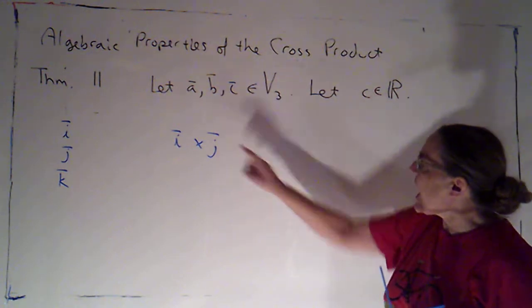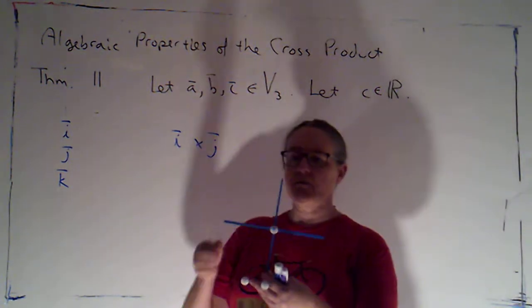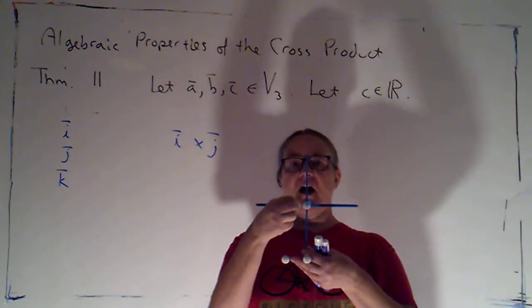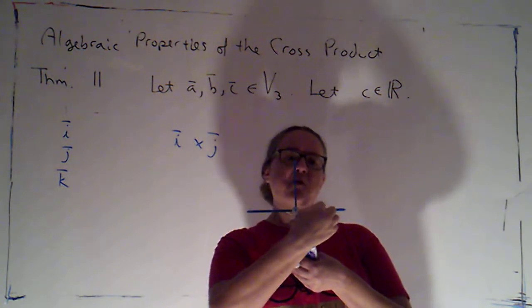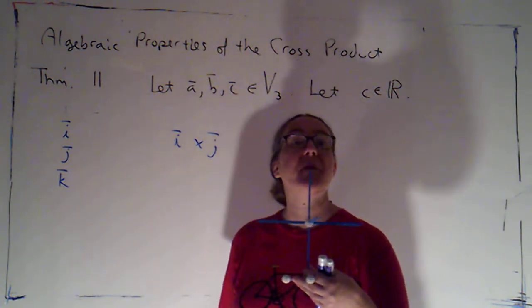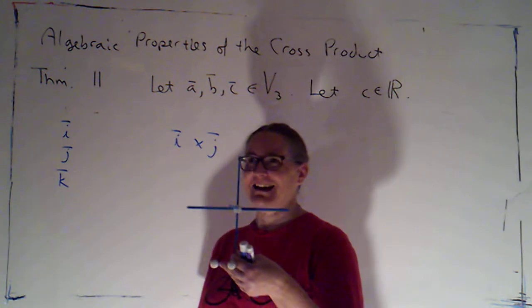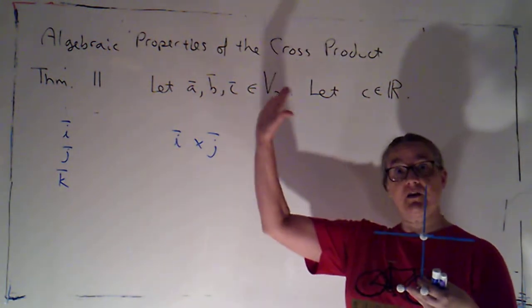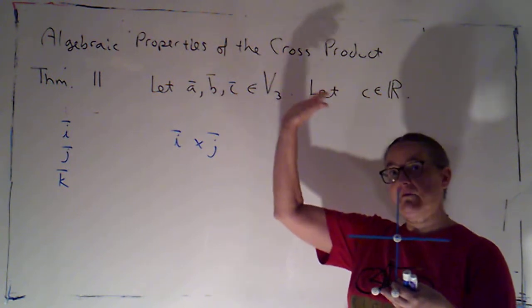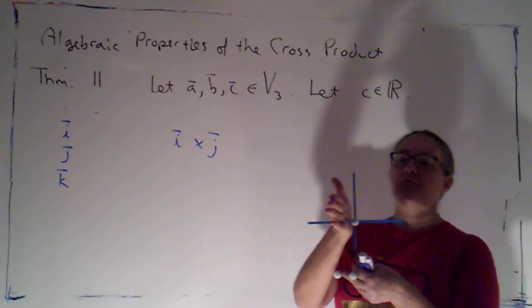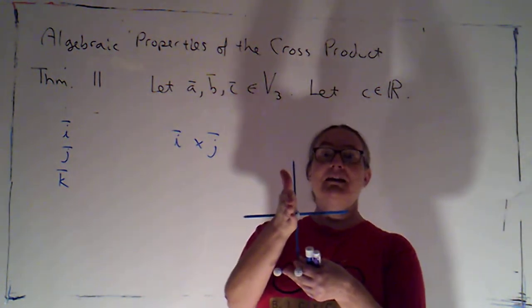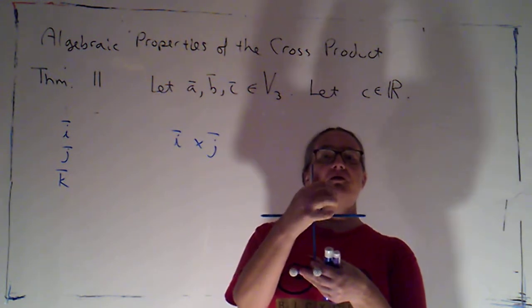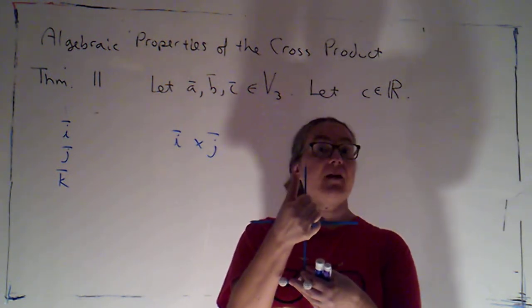So if I look at i crossed with j, i, remember, points straight out in the direction of the positive x-axis, and j points straight to the right in the direction of the positive y-axis. So I can figure out the direction of this by just using the right-hand rule. I'm going to take my right hand, point my fingers in the direction of i, curl them towards j, and my thumb points straight up.